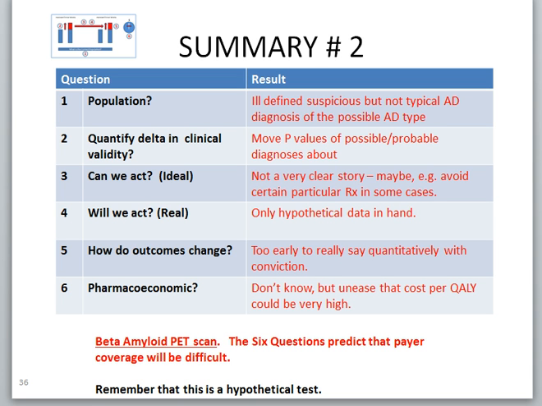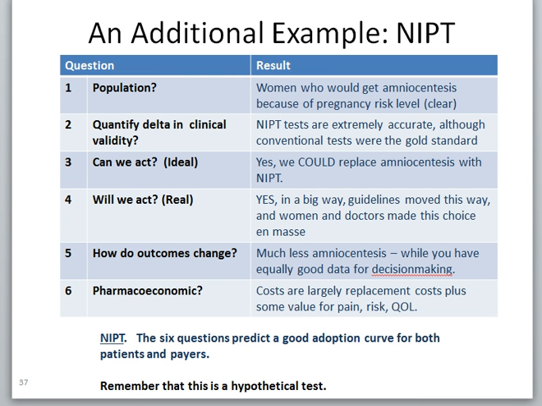How do the outcomes change? Well, based on what we've said so far, it's too early to say very quantitatively or in what units how the outcomes have changed. And finally, pharmacoeconomics. Obviously, we don't know, but that could cause unease that the cost per quality might be very, very high, but we just don't know. I have 2 more examples I'll try and go through a little more quickly.